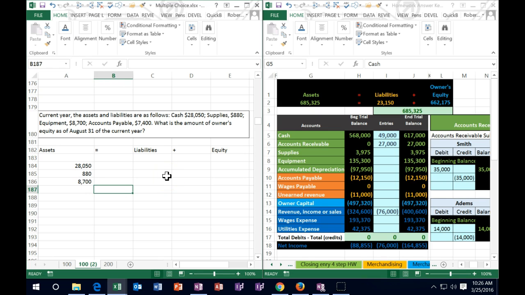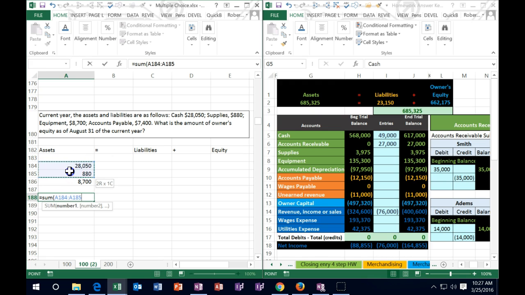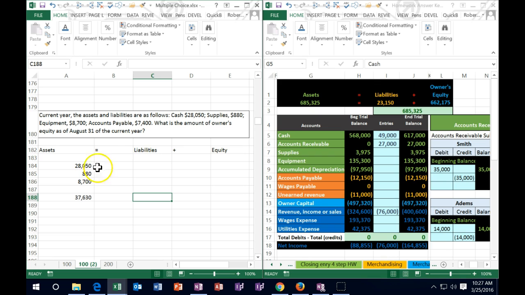And then we can take a look at the payable side of that. Well, we could sum this up. Let's do equals the sum. This is just adding this up, of course. 2850 plus the 880 plus the 87. That will give us the 37,630. That's what we got for assets. Liabilities, we only have one number, so I'm going to put it down here. It's 7400. And so assets of that, liabilities 74, equity, that's the unknown. Let's just call it X.